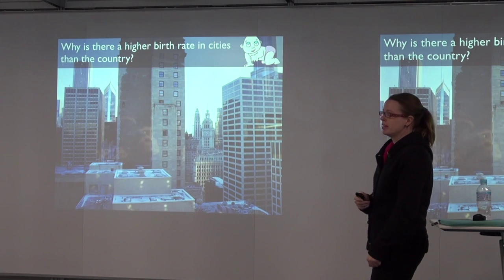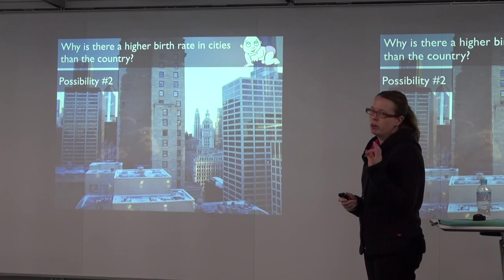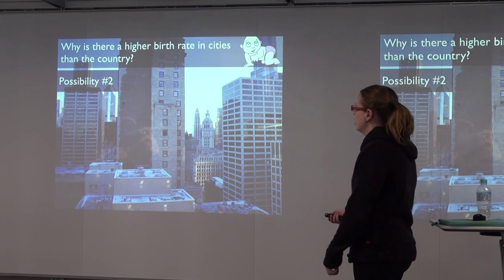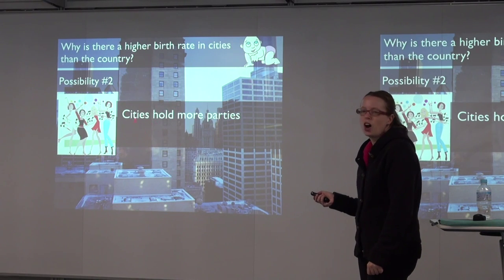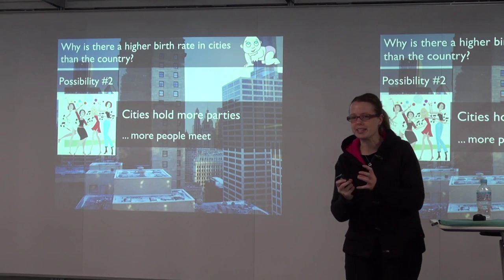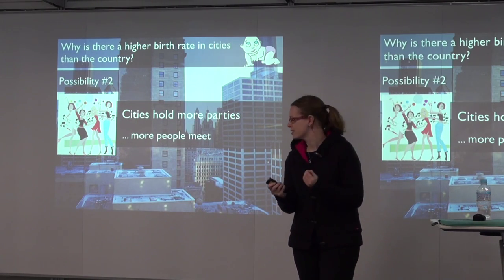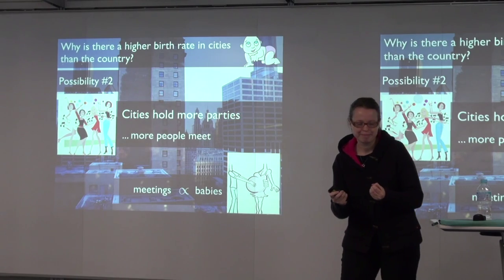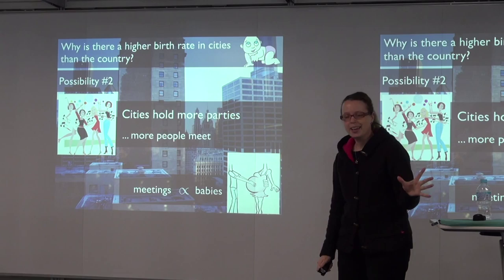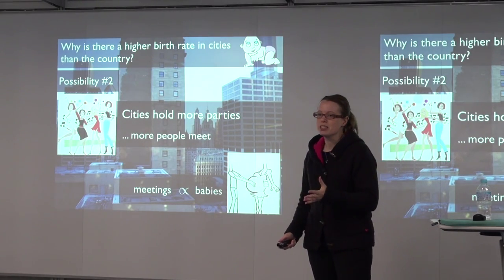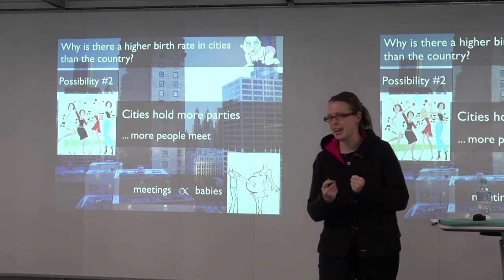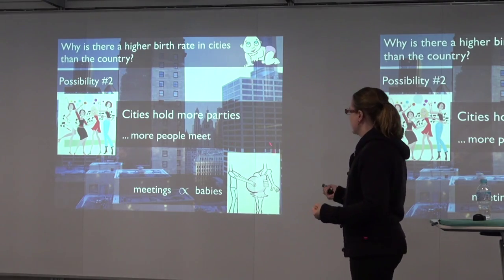So, possibility two is that people are not enough, because we don't just split in half and produce a baby. The secret is the cities hold more parties, and in parties, people meet. And people need to meet to have babies. So the first option is it's enough just to have the people. The second option is it's no good if they're just living in their own apartments. The key is there's a lot of parties happening. People are meeting and they're getting pregnant.